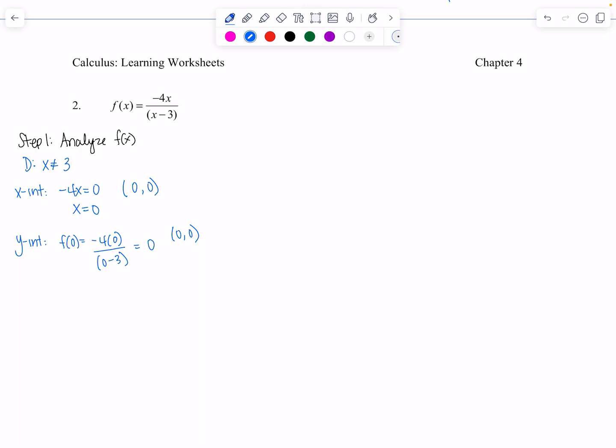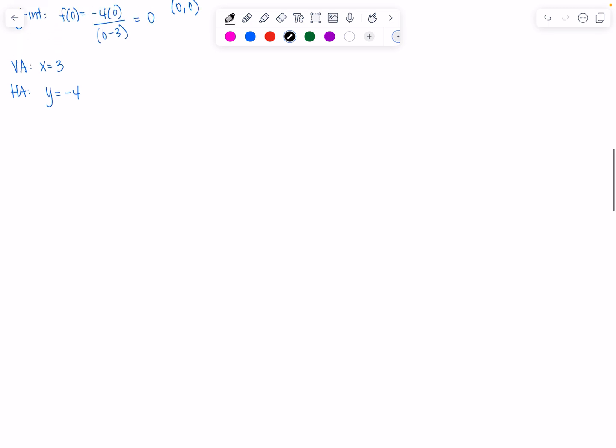And our asymptotes, so vertical asymptote is, where's our discontinuity? That's at x equals 3. Horizontal asymptote, we'll look at the limit as it goes to infinity. Our exponent in the numerator is the same as the denominator again. So we'll take the coefficient, negative 4 over 1. So we'll have y equal negative 4. Okay, step 2. Let's see how much space we have.